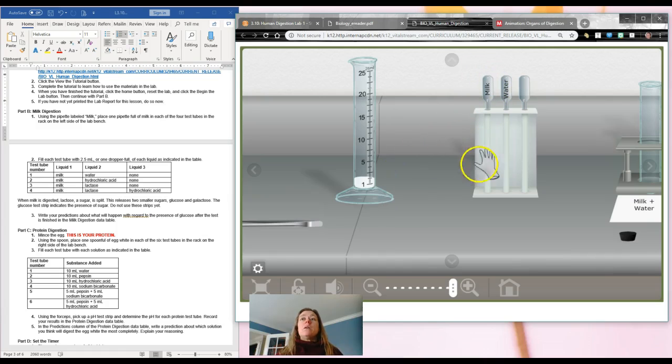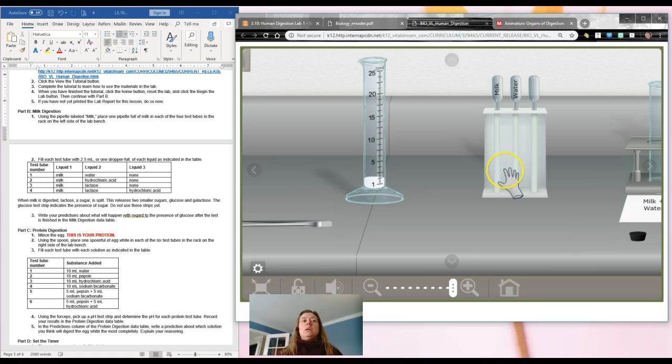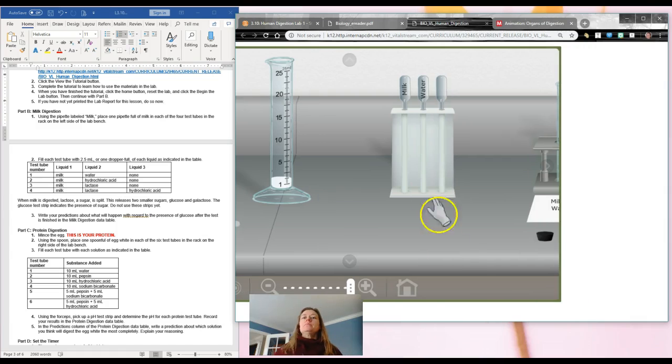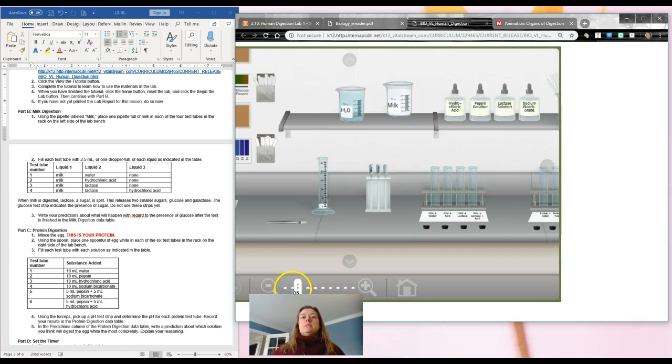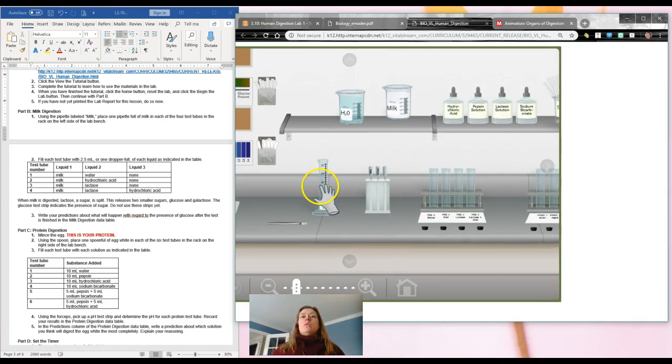So the pipettes are, it says, use the pipette labeled milk to place 1 each in there, all right? And then in number 2, it says, fill each test tube with 2.5 mils or 1 dropper full of each liquid as indicated in the table. All right, so let's see. So we're going to dump this because we don't need it.